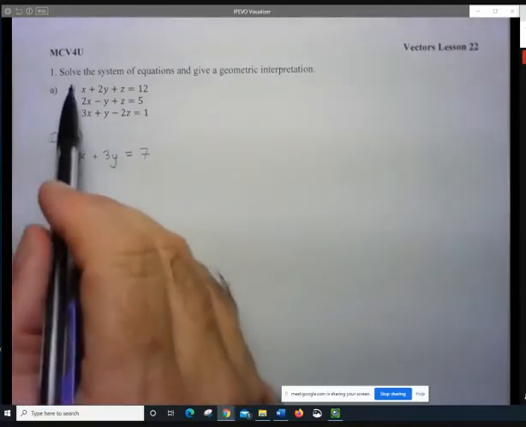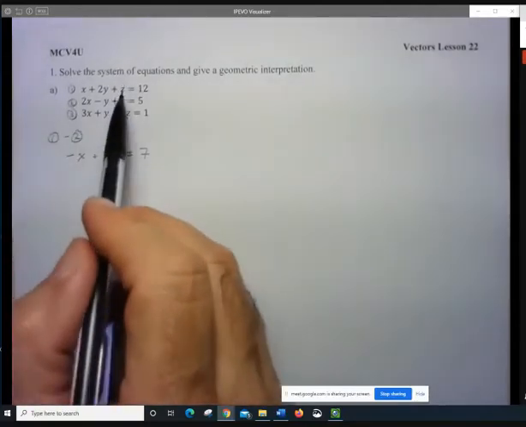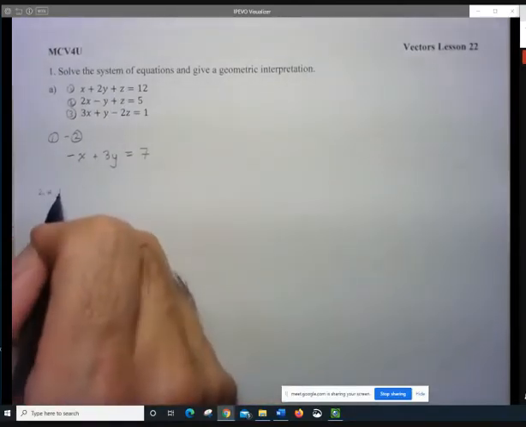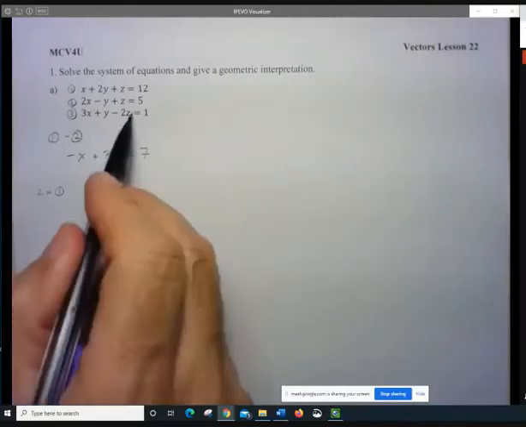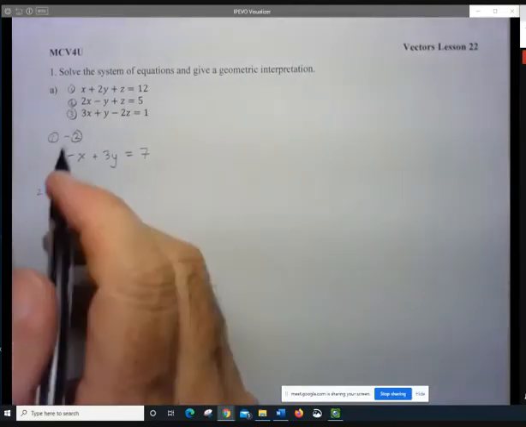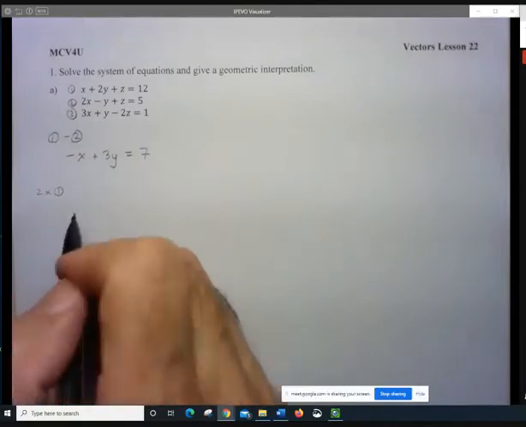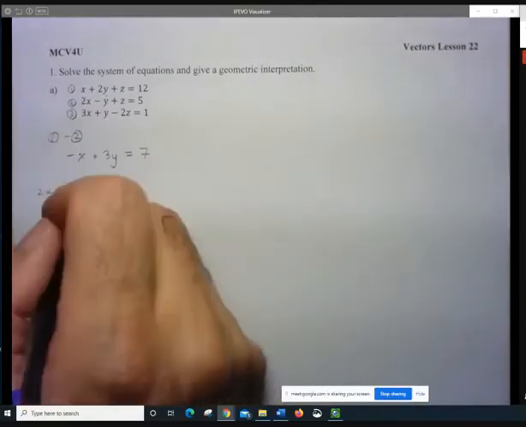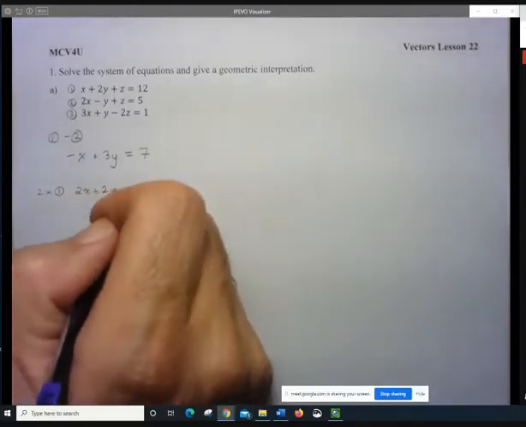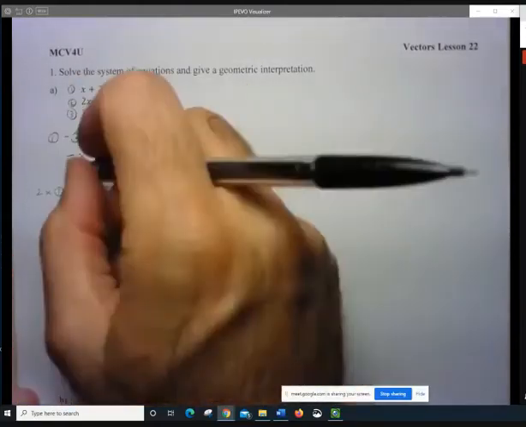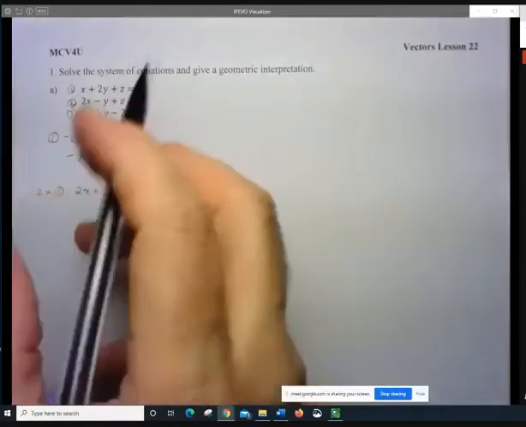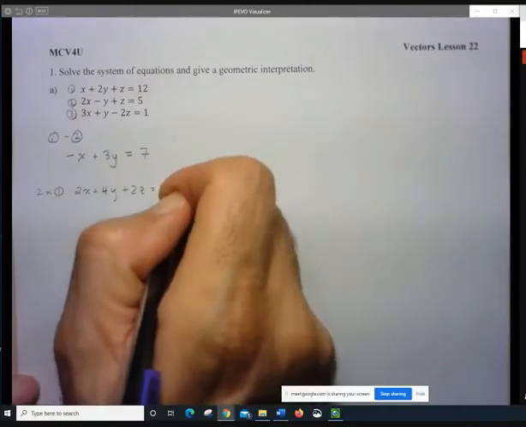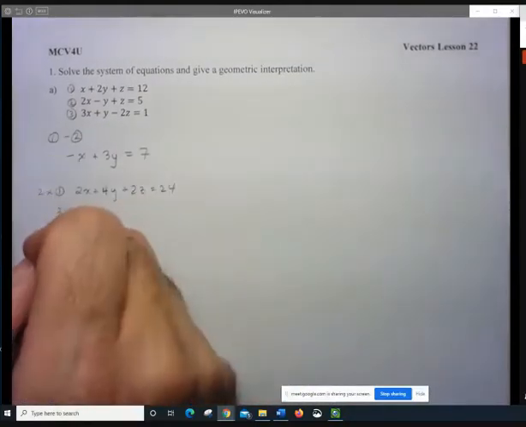So let's say I use equations 1 and 3. And again, I want to eliminate z. So what I'll do is multiply equation 1 by 2, okay? And I'll leave equation 3 as is, okay? So I'll actually write this one out just so that we can see the work. So let me multiply equation 1 by 2. So what do we have? We have 2x plus 4y plus 2z equals 24. And I'm going to keep equation 3 as it is.